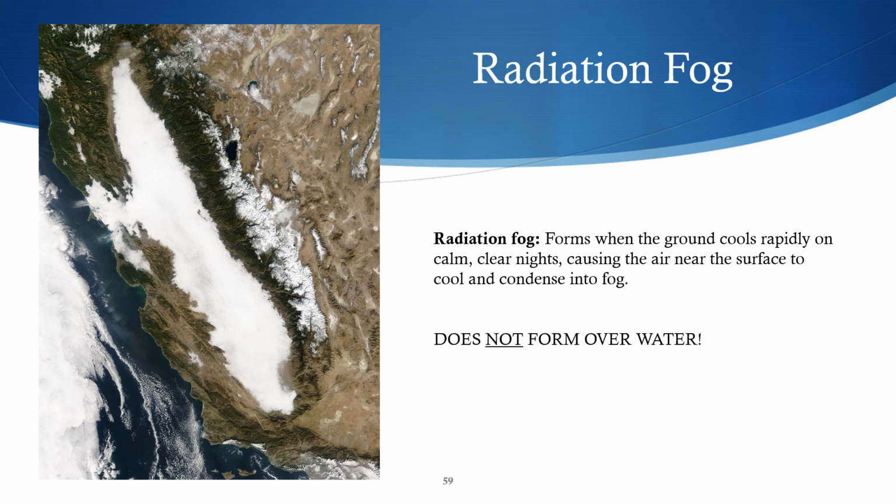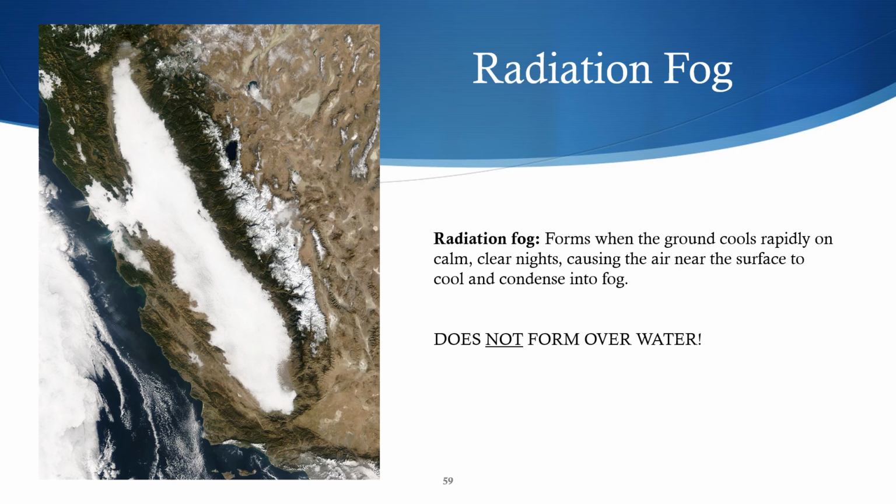So radiation fog forms typically on cold, clear nights with very little wind. And what happens is, as the Earth's surface cools off throughout the night, it's emitting that long-wave radiation back out to space. It is losing heat rapidly on very calm nights where there's little to no wind and there are no clouds to help keep that long-wave radiation in. That land surface will cool extremely quickly.